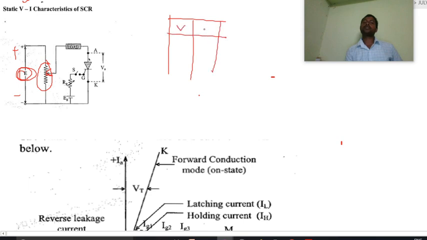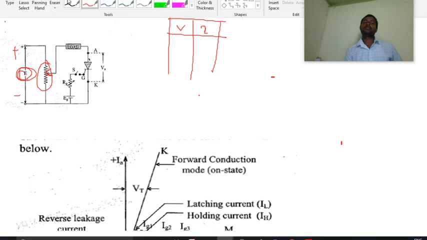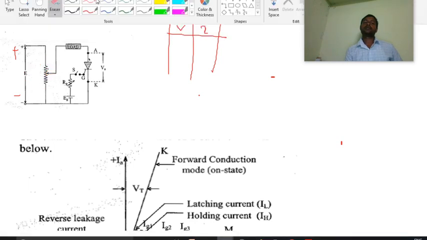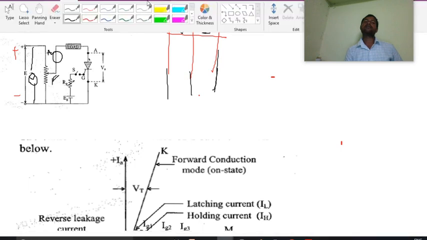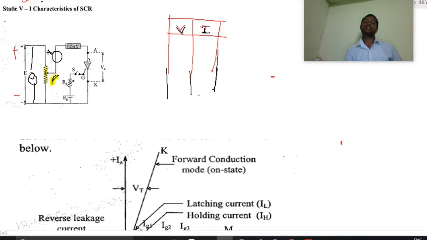This is voltage and this is current. If I connect a voltmeter across this, we will get a voltmeter reading. If I connect an ammeter here, we will get an ammeter reading. Current from the ammeter and voltage from the voltmeter will be noted, and by varying this variac, we will get different voltmeter readings and different ammeter readings. And now this is the gate.